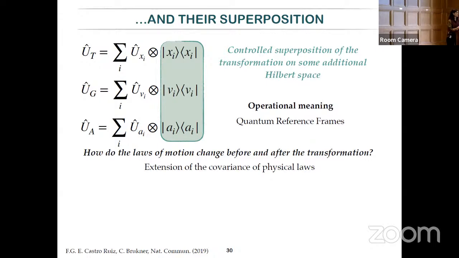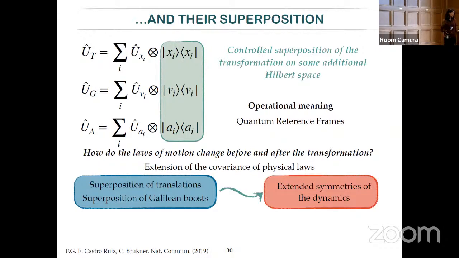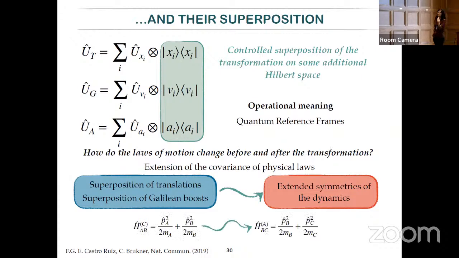Basically, if you take this view, then you are implicitly saying that you're allowed to take the perspective of such a system. And in addition, for the first two transformations, the translations and the boosts, you also have an extended symmetry transformation, which means that if I start from the free particle Hamiltonian for the systems A and B, then if I apply the superposition of translations or superposition of boosts, I obtain again a free particle Hamiltonian, but where all labels A are swapped to label C. So that's the meaning of the extended symmetry transformation.